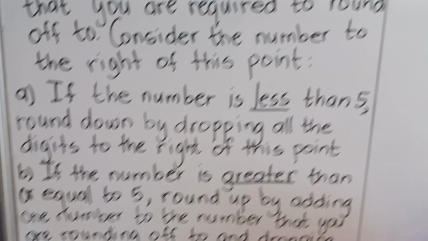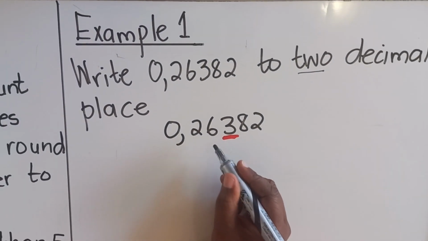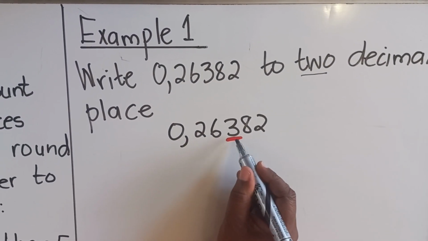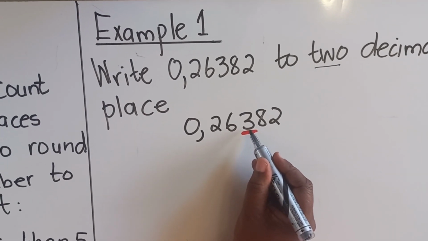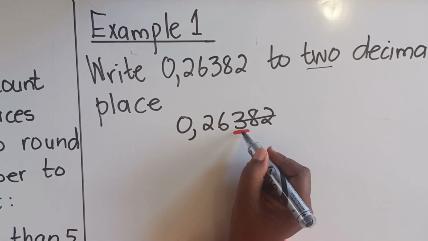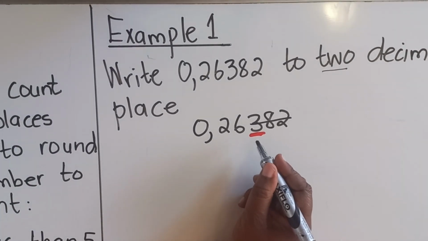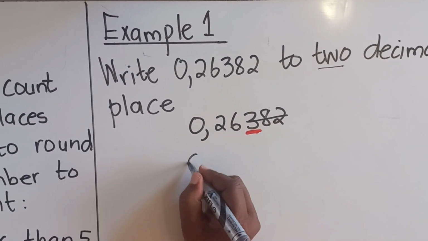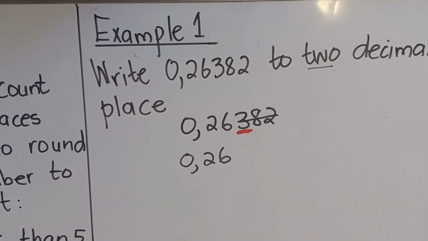Okay, let's go back to our example. 0.26. They say 2 decimal places, so it's 1, 2. Then I look at this number. Is this number less than 5? Yes, it's less than 5. So I'm going to drop all these numbers, including the one that I was looking at. All of these numbers I'm not going to write. So the number that I've rounded off to 2 decimal places will be 0.26. That's how you round off.